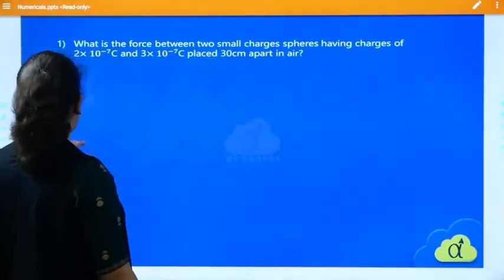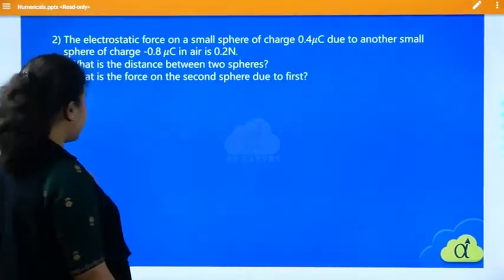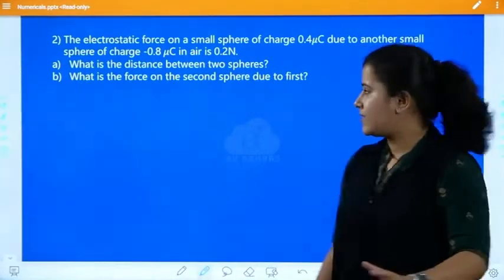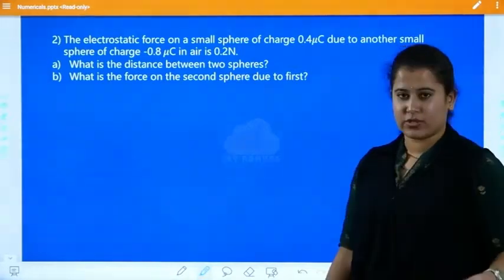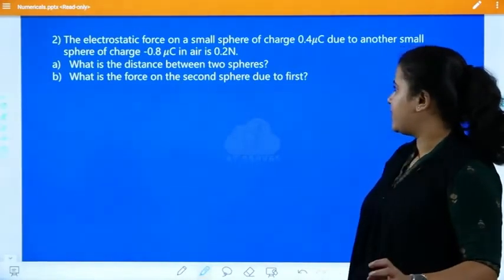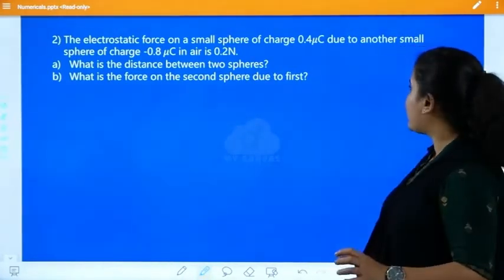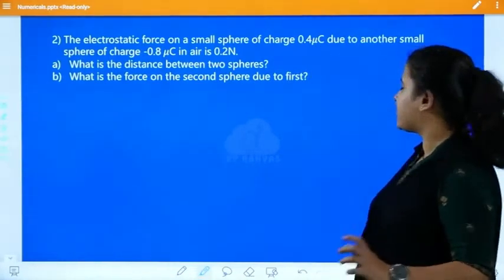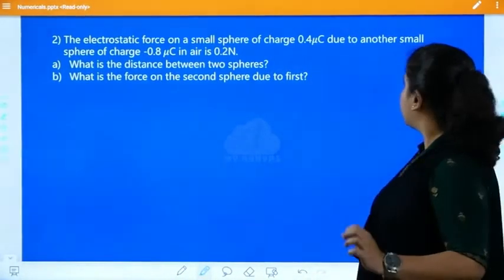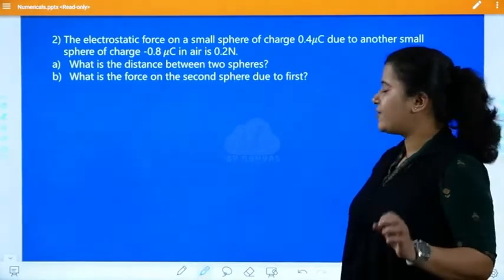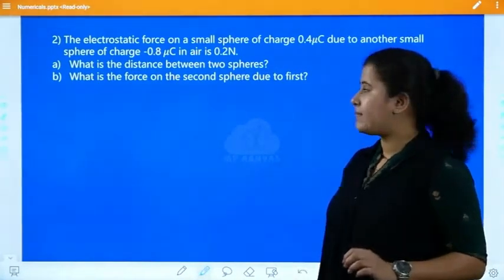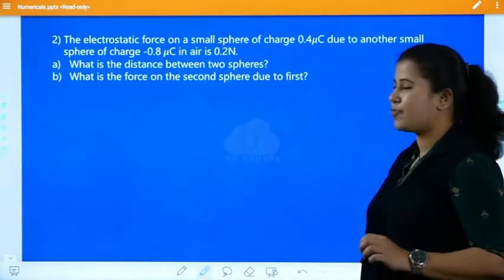I hope you have understood. So moving on to the next problem. So what is the next problem? The electrostatic force on a small sphere of charge 0.4 microcoulomb. So it is microcoulomb, remember that. Due to another small sphere of charge minus 0.8 microcoulomb in air is 0.2 Newton.